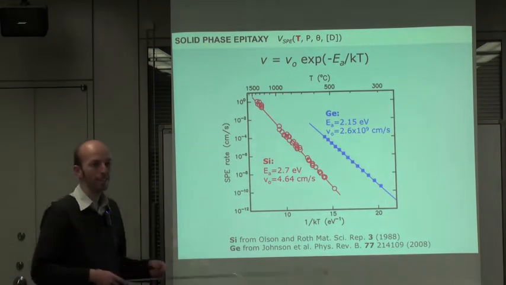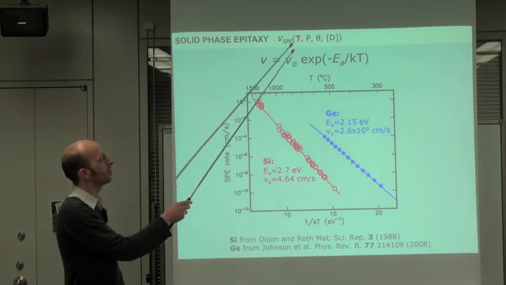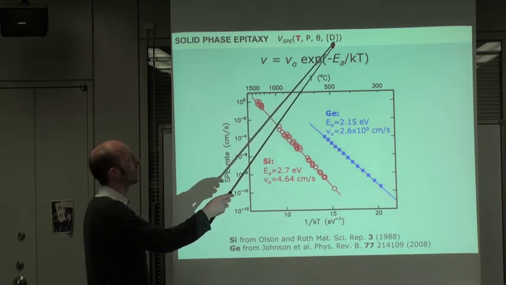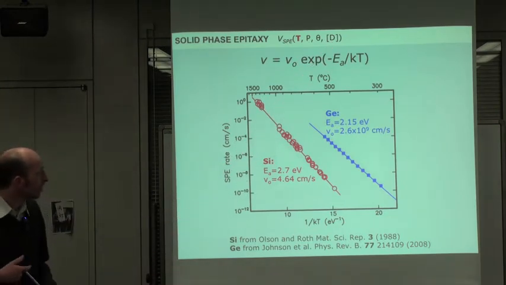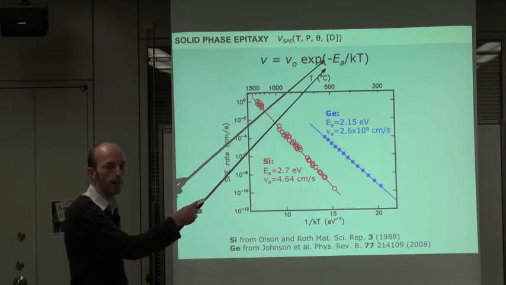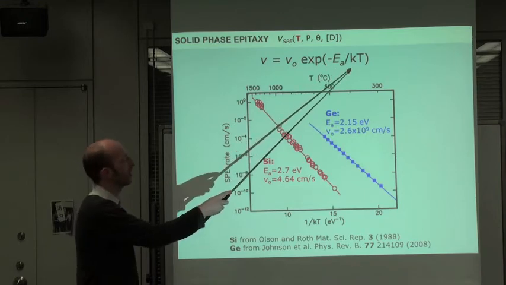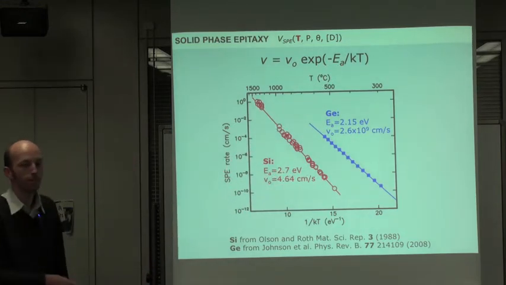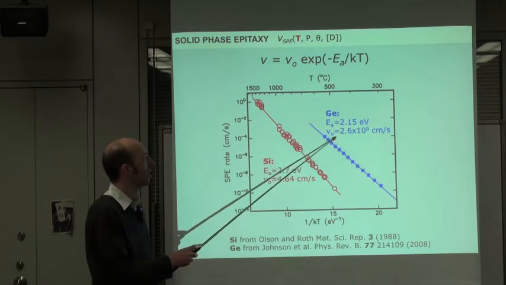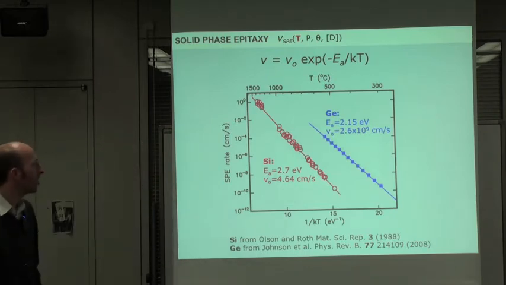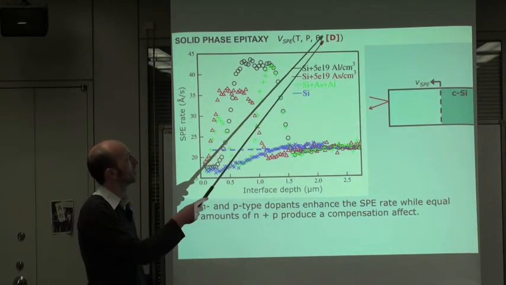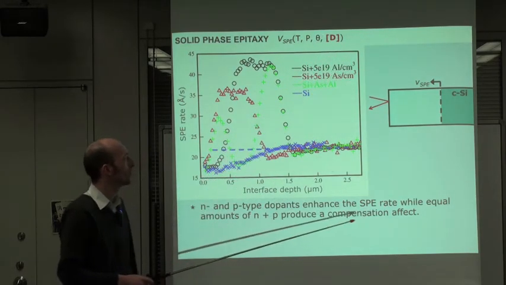The solid phase epitaxy velocity has a lot of different dependencies: temperature, pressure, crystal direction, and the dopant concentration. It's a thermally activated process, and it's described by an Arrhenius type equation, has an activation energy, which is 2.7 for silicon, and for germanium, which we published 2 years ago now, is 2.15. As I said, it's also dependent on the dopant concentration.